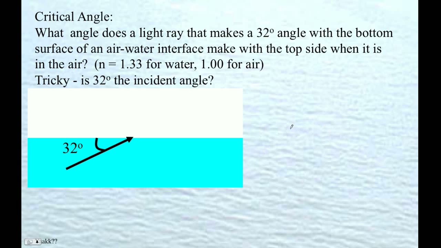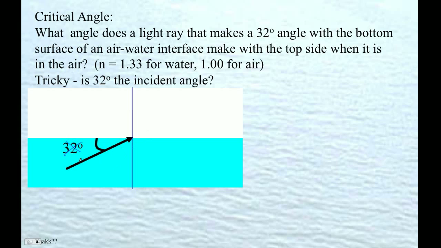Okay, so let's suppose this is a problem, right? The light ray makes this angle of 32 degrees, and what they're asking you for is the angle of refraction. It turns out there's no solution to this, but let's just go with it.